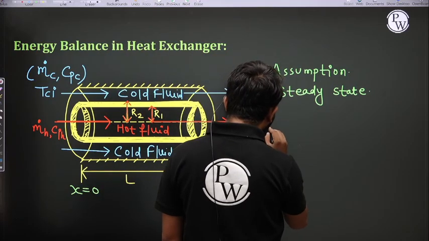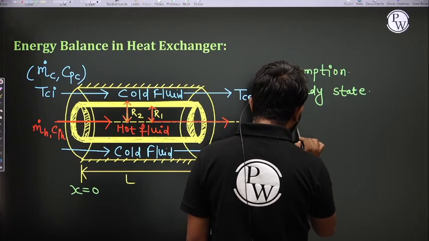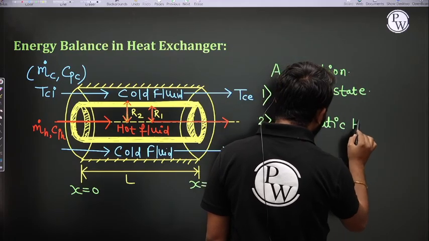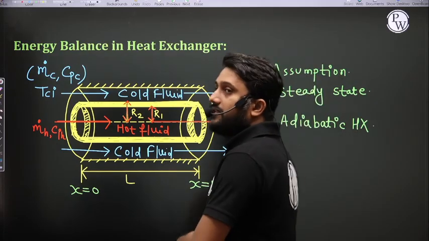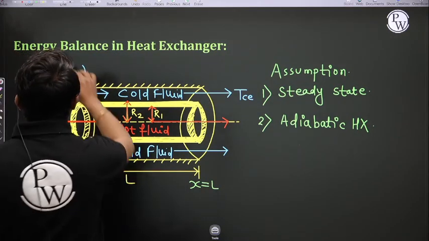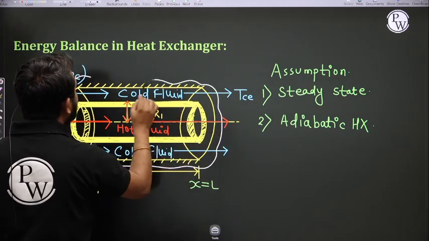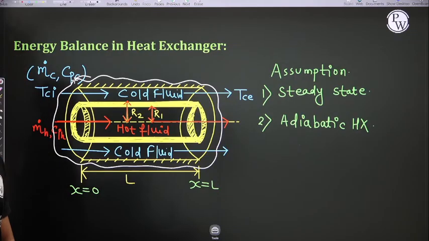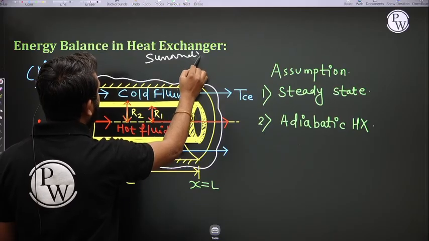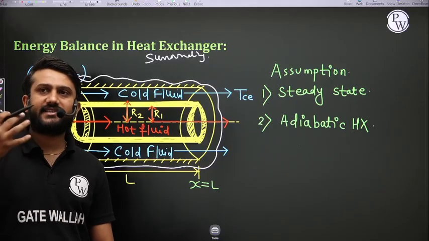The second assumption is that the heat exchanger is adiabatic. What is the meaning of that? There is no heat transfer to the surrounding. See, this heat exchanger is a complete system, and the surrounding is this side. So there is no heat exchange with the surrounding.